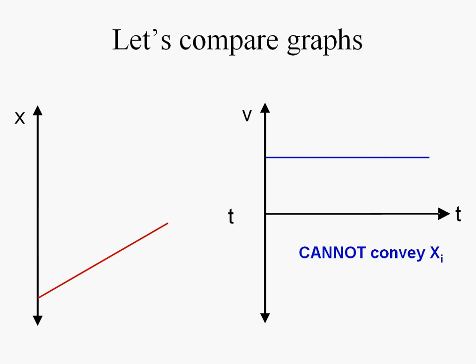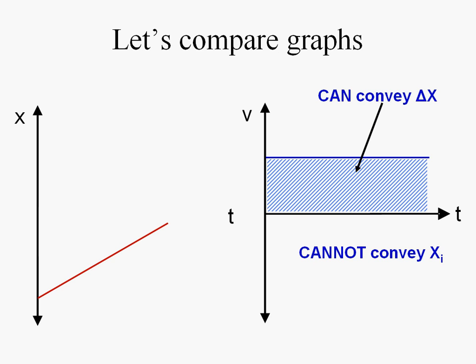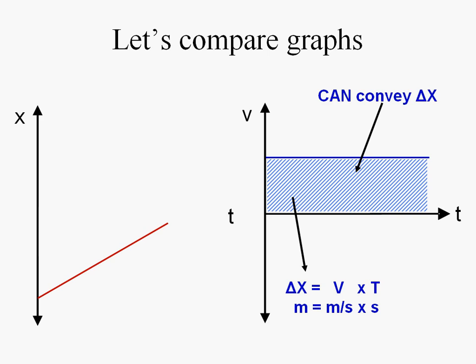A velocity versus time graph can, however, convey change in position or displacement, or delta x. We can find the change in position by taking the velocity times the time. If you look at the units from that, you're going to have meters equals meters per second times seconds. Seconds cancel out, and you're left with meters, which is the displacement in this case.